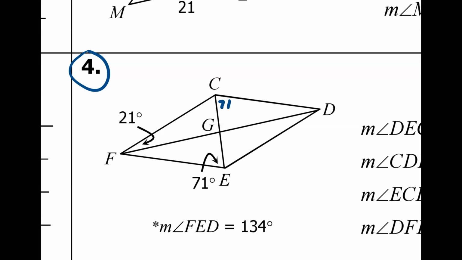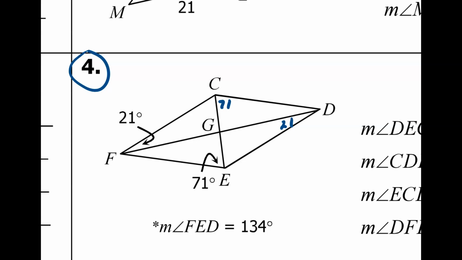Same thing is happening with a Z going this way. You see it? So those angles are both 21. So let me erase that and put the 21 here. All right. Now, what else can we do?